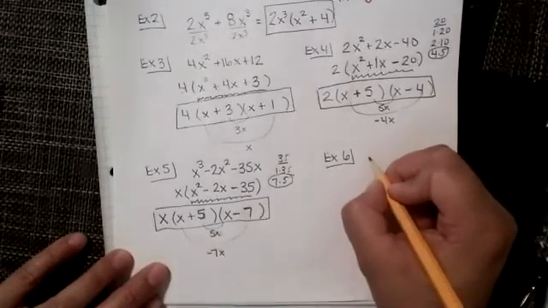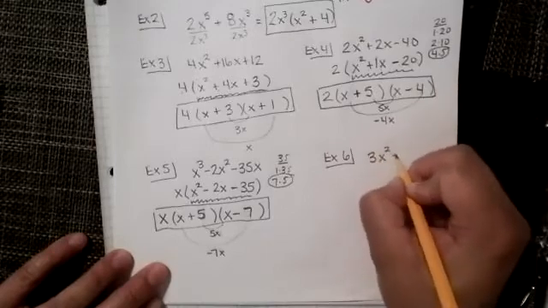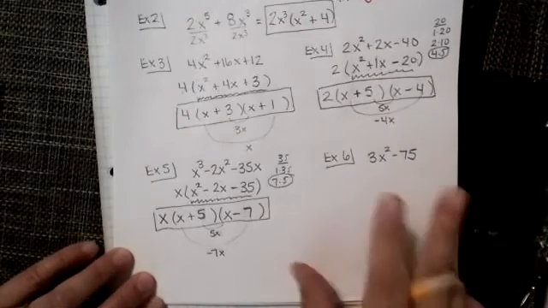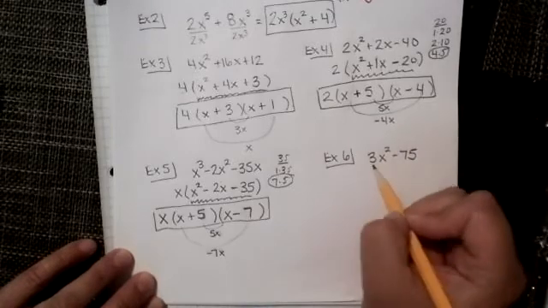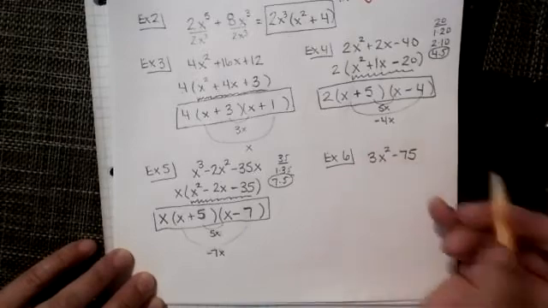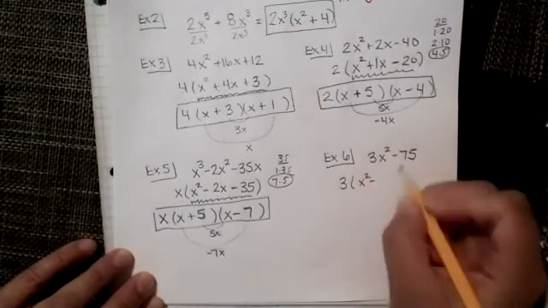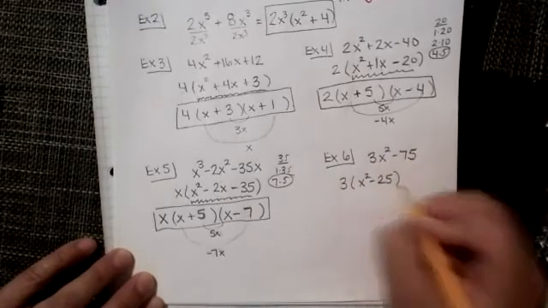What if I had 3x squared minus 75? Whenever you have two terms, be aware of difference of squares. That's not a square, that's not a square. However, I do have a GCF of 3. So 3 goes into both of these. If I take the 3 out, I'm left with x squared. If I take the 3 out of here, I'm left with a 25.